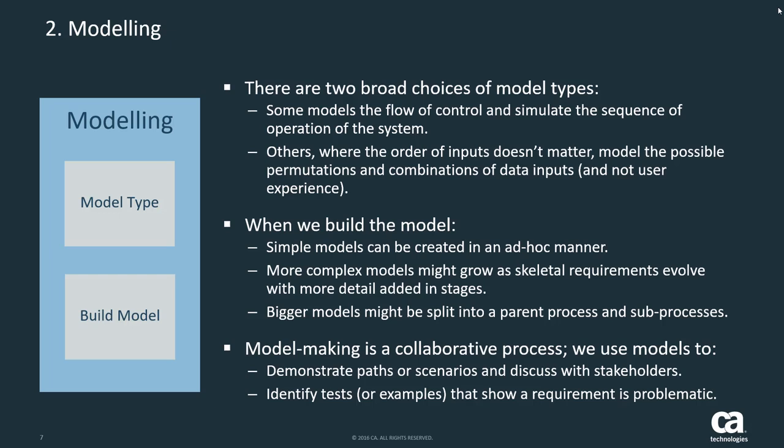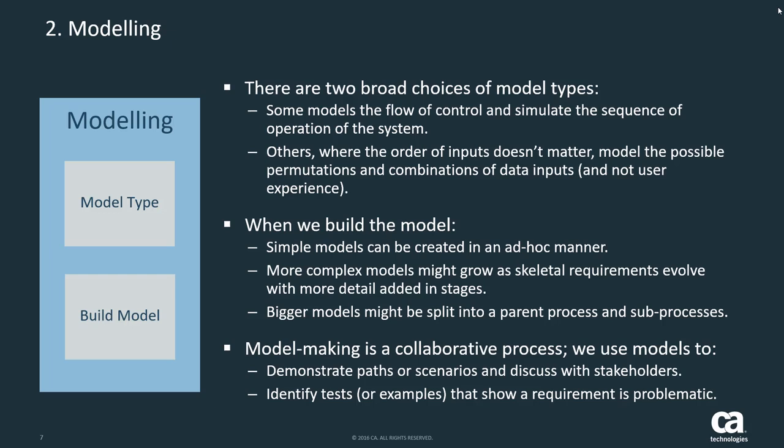So whether we evolve or we build our models in one go, we have this challenge of how we deal with complexity. And certainly with bigger models, we tend to satisfy this need to understand the complexity by modularizing the models, splitting them into parent processes and sub-processes. And maybe there's more than two levels. Maybe there are several levels in a hierarchy of processes in order to break up a very complex model into something that's much more understandable and manageable.